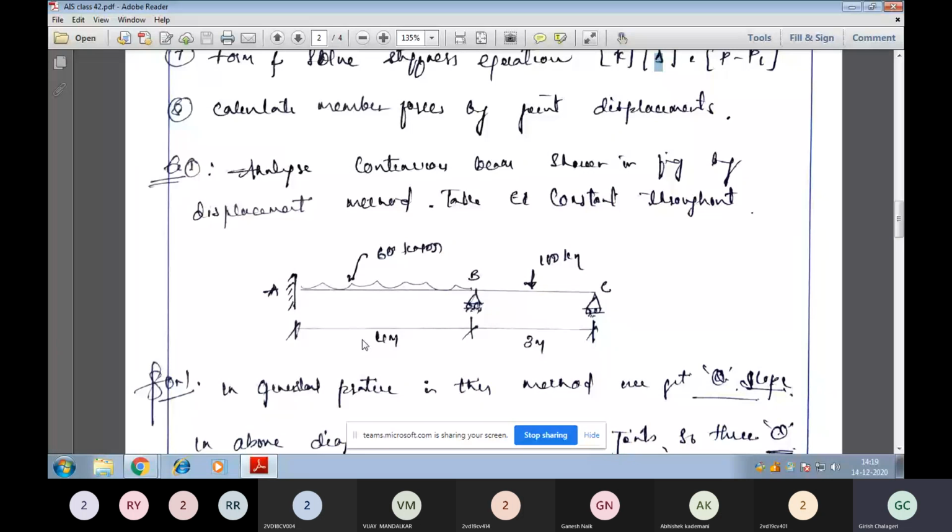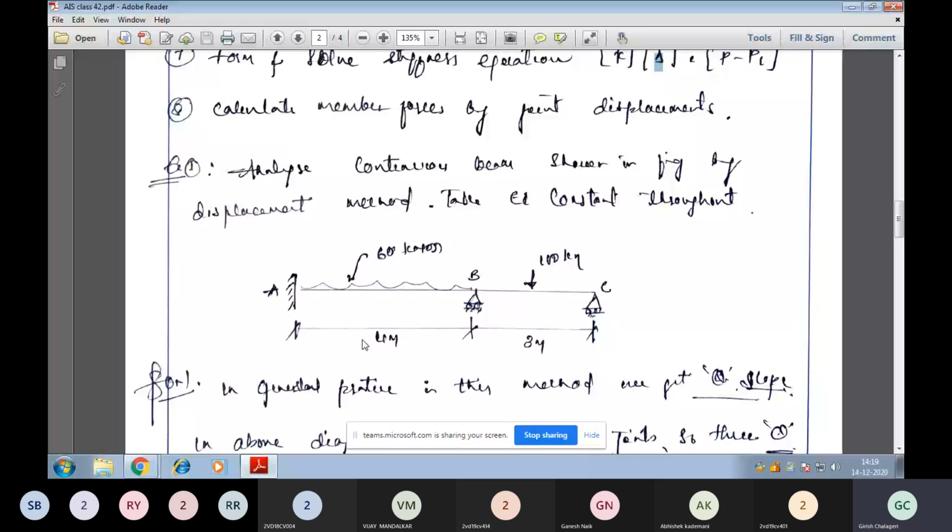ABC is a continuous beam with A fixed, and B and C having roller supports. First span AB is subjected to a UDL of 60 kilonewton per meter over the span of 4 meters, the entire span. Then member BC is subjected to a point load of 100 kilonewton, acting at the midspan of the member, having a total span of 3 meters. Means the 100 kilonewton is acting at 1.5 meters from B or C.